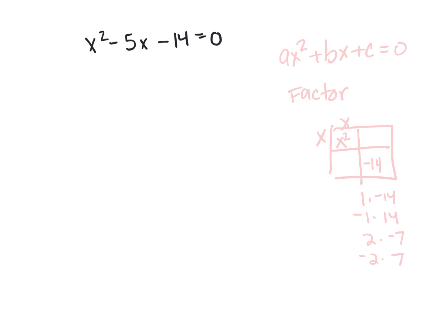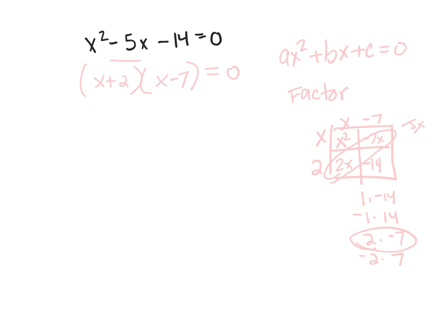And I can look at this and say, well, I need to make a negative 5, and so this is going to be the correct combination. And so this is going to be our plus 2, and this is going to be our minus 7. So that when we finish out our steps in here, this would combine to that negative 5x that we need. So our factors would be x plus 2 and x minus 7.